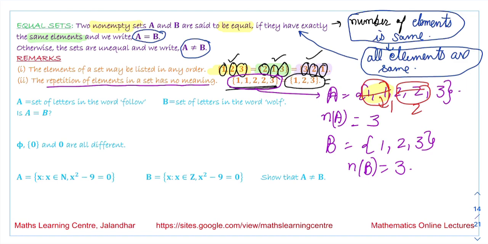So the number of elements in this set A is equal to the number of elements in this set B, and the elements they have are also the same. So we are saying both these sets are equal to each other.